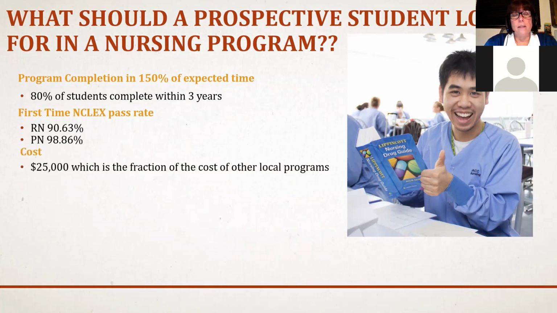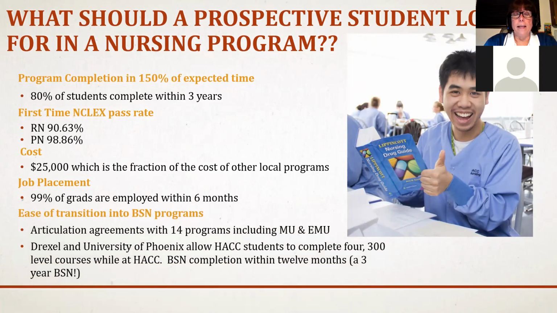The cost is about $25,000 from the very first course that you take until graduation, and that includes all of the things that we talked about, textbooks and resources. Job placement: 99% of our graduates are employed within 6 months. Most of them are employed before they even graduate. And again, we mentioned the fact that this program is a starting point. We expect our students will want and choose to go on to BSN programs.